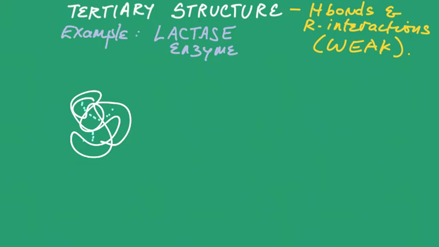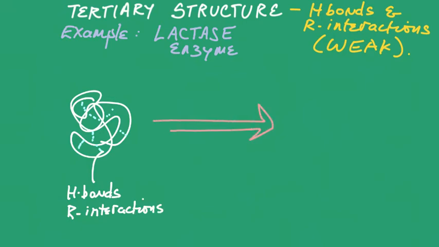Lactase is an enzyme that speeds up the reaction of breaking down lactose into glucose and galactose. Lactase has a very specific shape, and if this shape is lost, it loses its function. This shape is maintained by, again, the hydrogen bonds and the R interactions. If the body temperature increases beyond 40 degrees Celsius, then there is a possibility that these bonds will break.